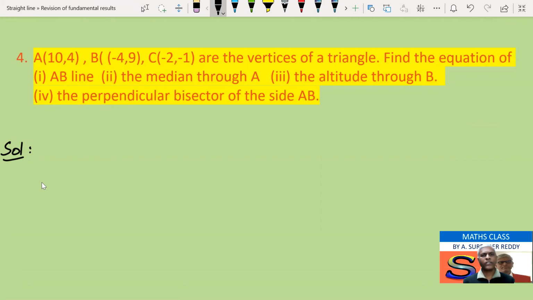ABC are the vertices of a triangle. The first bit: find the equation of the straight line AB, then find the median through A, then the altitude through B, then the perpendicular bisector of the side AB.